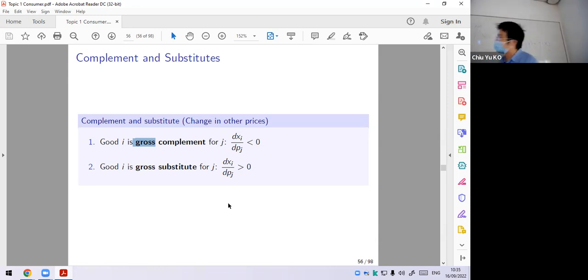But unfortunately there are many papers that just write, okay, they are gross complements, and go on, assuming you know what they mean. So that's why we need to introduce the concept here. Okay, that's what it means. Nothing very deep.